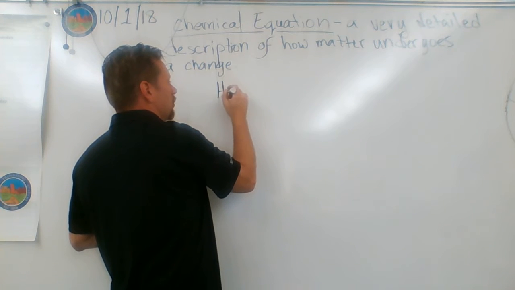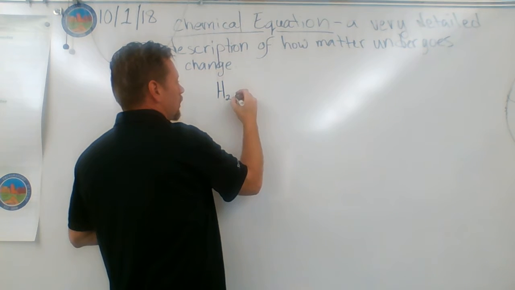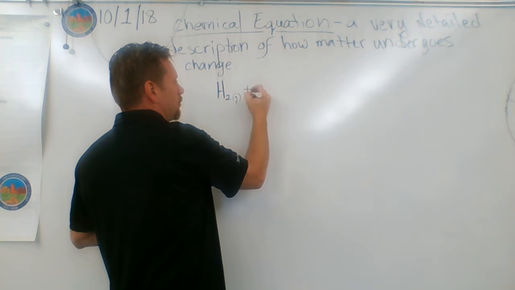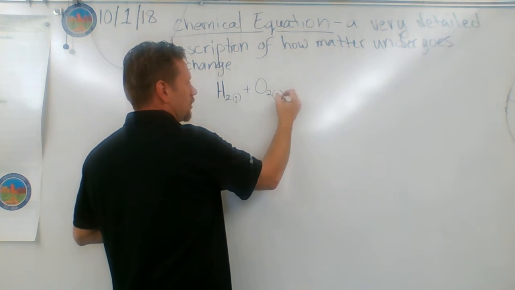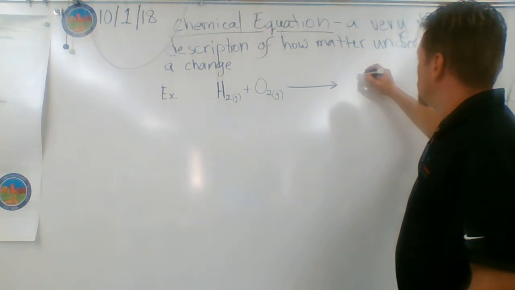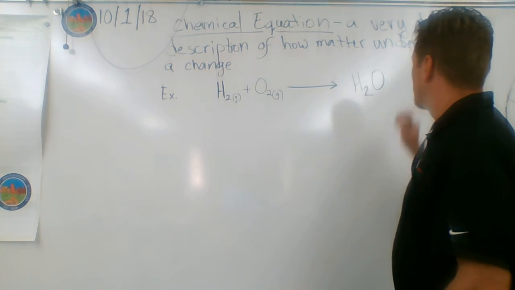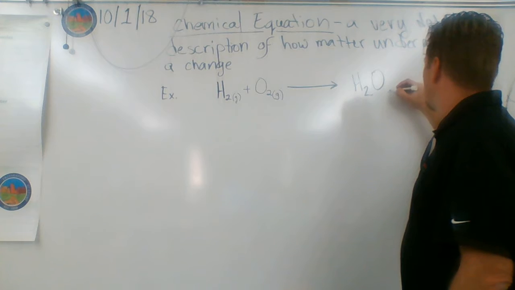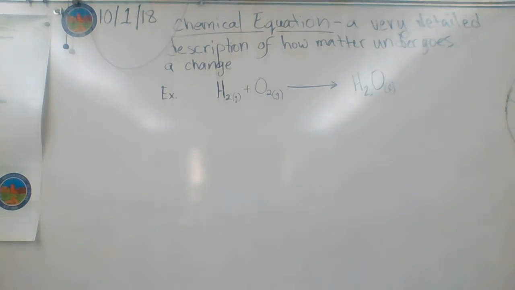We have H2, which then in little parentheses, I'm going to put this little G here, okay, plus O2, which is oxygen gas, and yields a product, H2O, and it's a little L like that. So all of these little details you need to include in your chemical equation, okay?